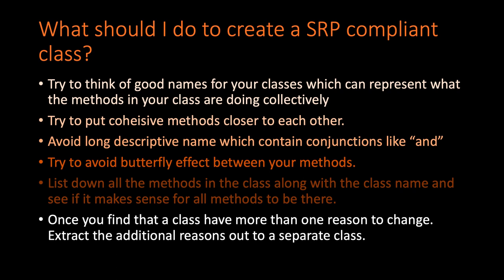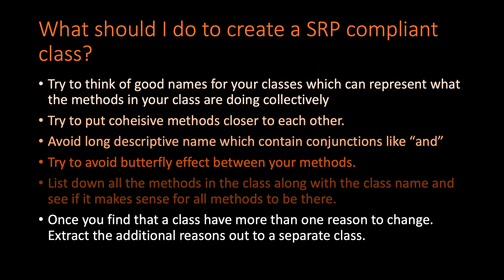So now let's have a look at what you should do if you are creating a new class or refactoring an older one. Try to think of good names for your class which can represent what the methods in your class are doing collectively. Try to put the cohesive methods closer to each other. And try avoiding long and descriptive names which contain conjunctions like "and".